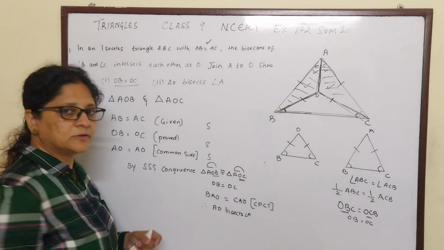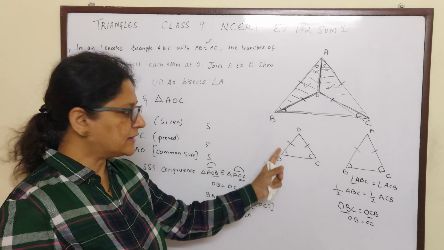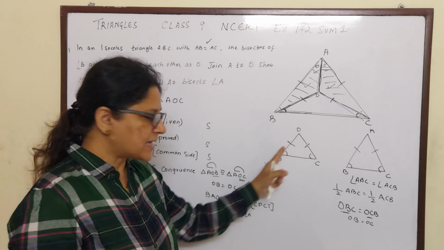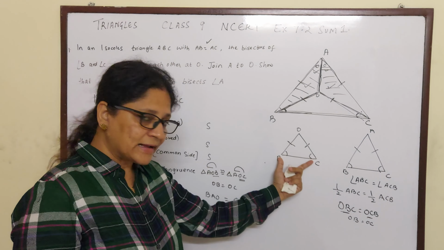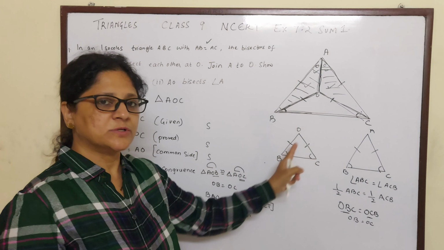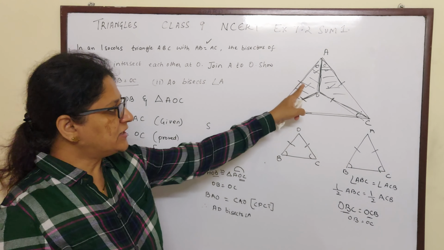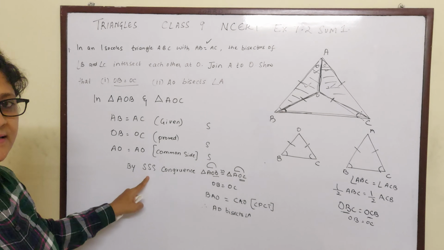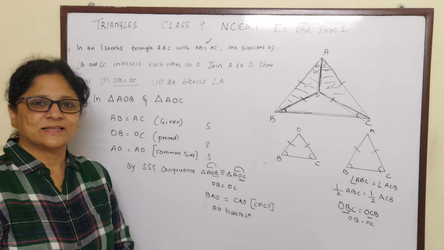So here children, two concepts. You should know that if the sides of an isosceles triangle are equal, then the opposite angles will be equal. And if the angles are equal, then their opposite sides will be equal. So we have proved that this triangle is congruent to this triangle by SSS congruence. Hope this sum is easy.